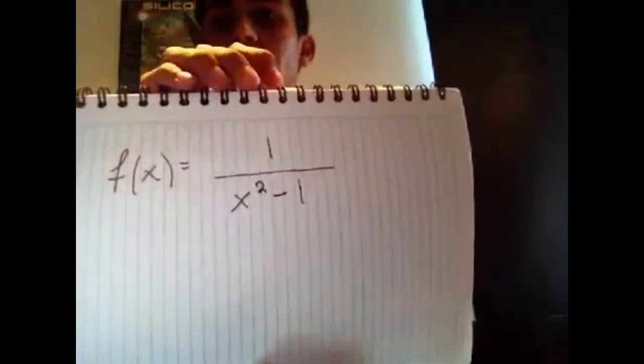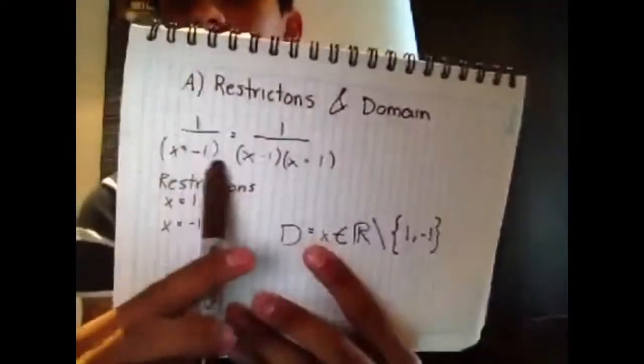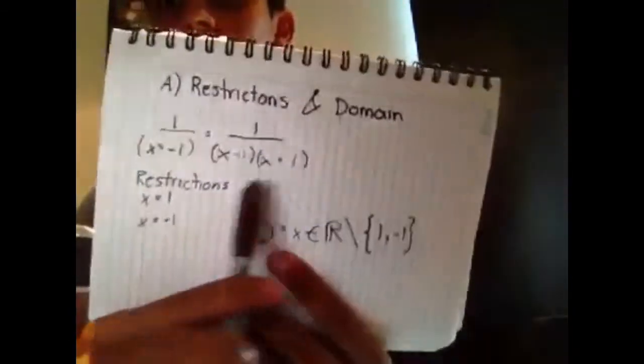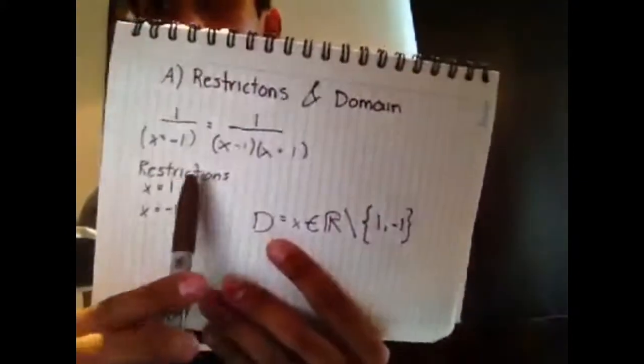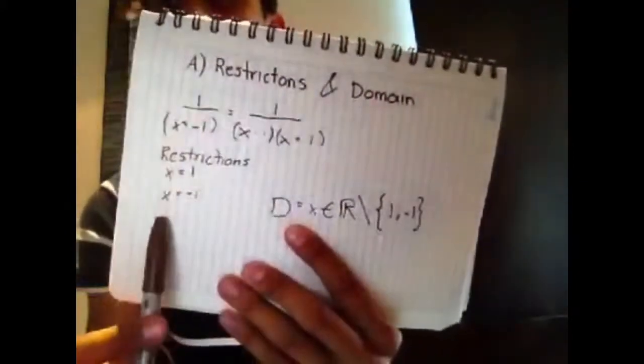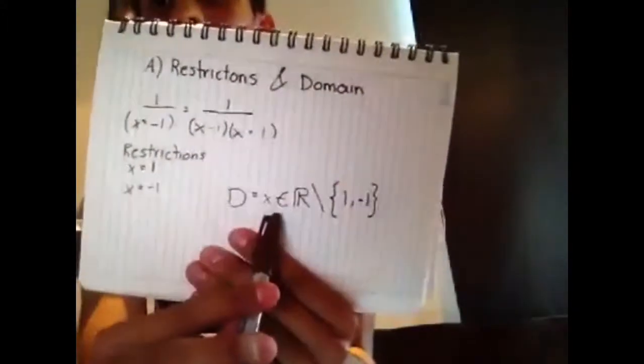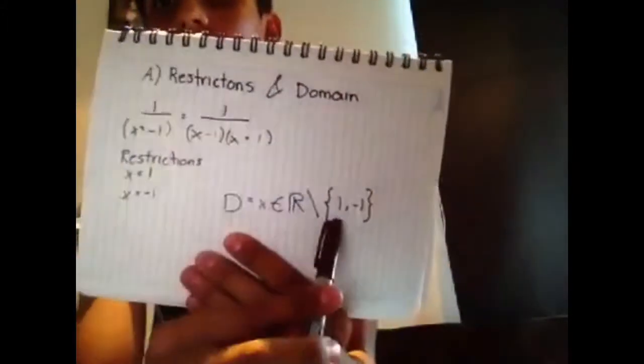Hello, we're going to present problem number 3, which is f(x) = 1 over x squared minus 1. First we need to find the restrictions and domain of it. So we can factor this function as (x minus 1)(x plus 1). Then we set it equal to 0 and we get x equals 1 and x equals minus 1. So we can see that the domain is all the real numbers except 1 and minus 1.